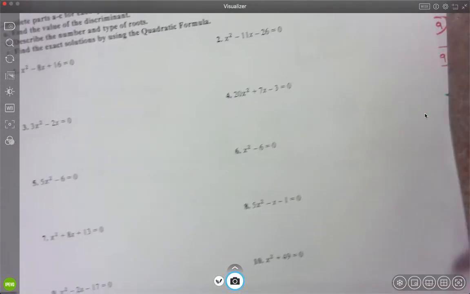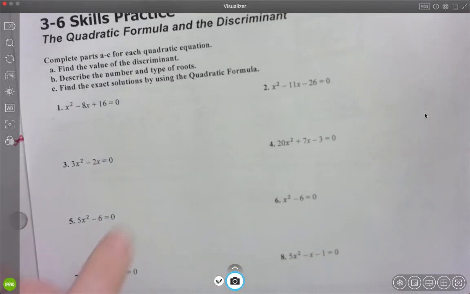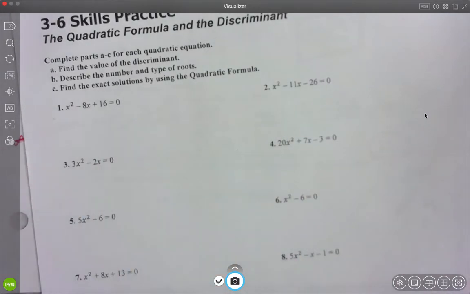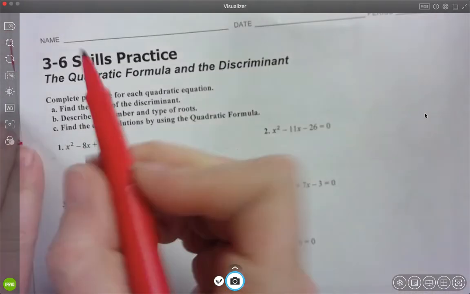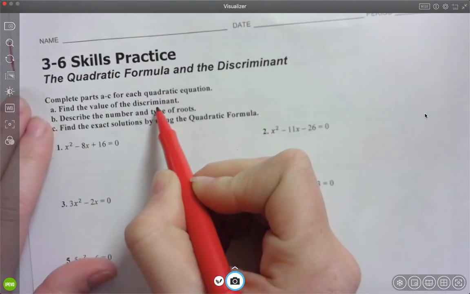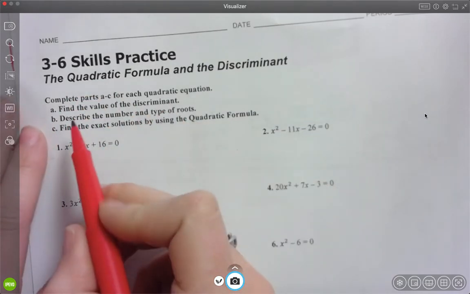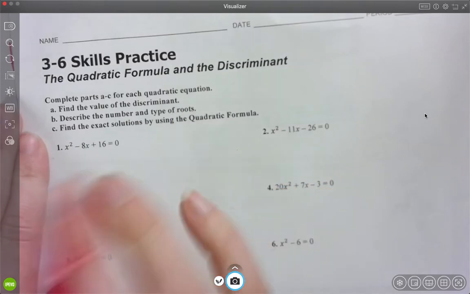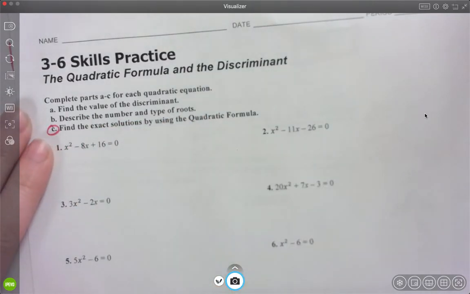It says a, b, c for each one of these, 1 through 12. Part a says find the value of the discriminant. You're not going to do that yet. Don't cross it off, we're going to do that tomorrow. Then describe the number and types of roots. We're going to wait and do that tomorrow. But part c says find the exact solutions using the quadratic formula. You're going to do all of the part c's for 1 through 12.